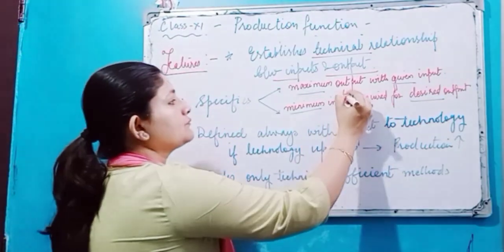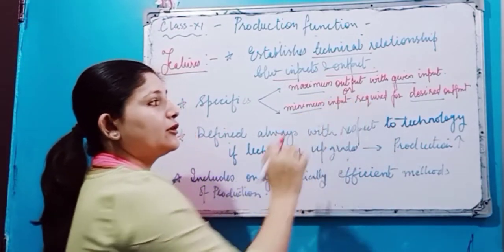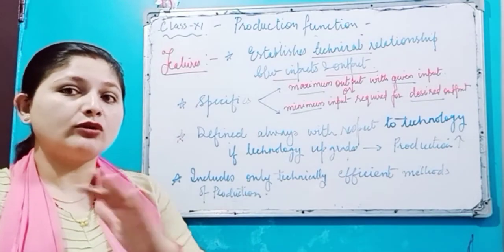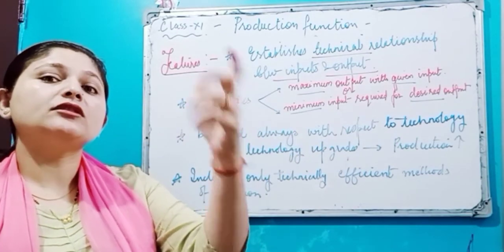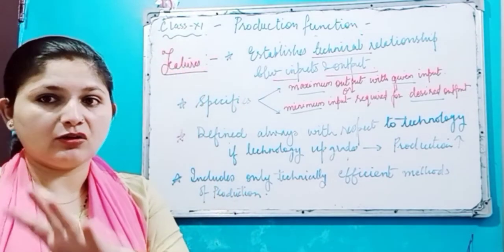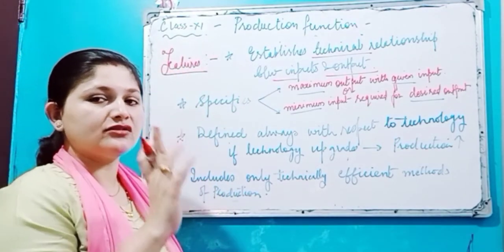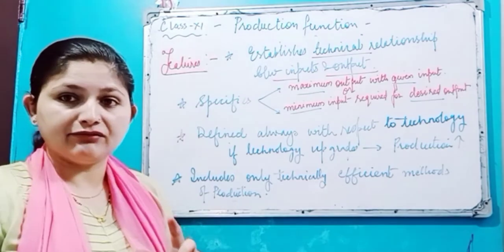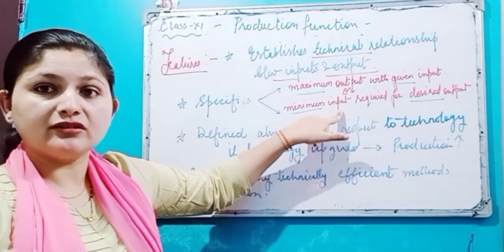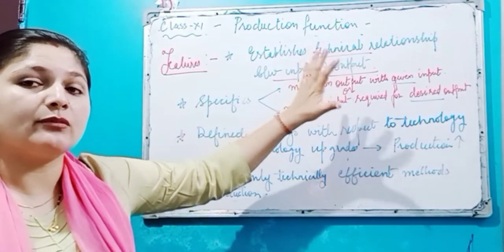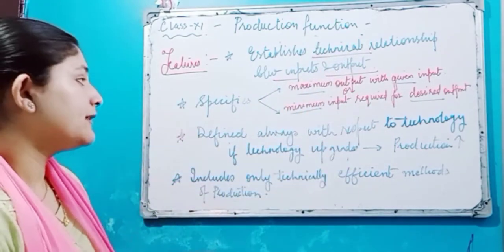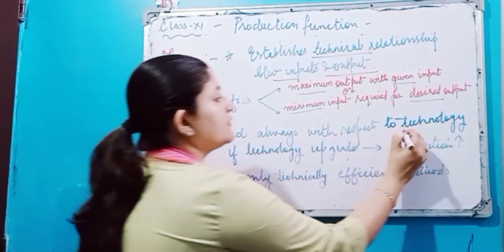Or minimum input required for desired output. If I want to bake 25 cakes, what should be the minimum inputs required for that? Okay, these two things production function helps us identify. So these are the two important things. Since you see I have written it, highlighted it with red, that means these are two important things about production function. Next, it is always defined with respect to technology.